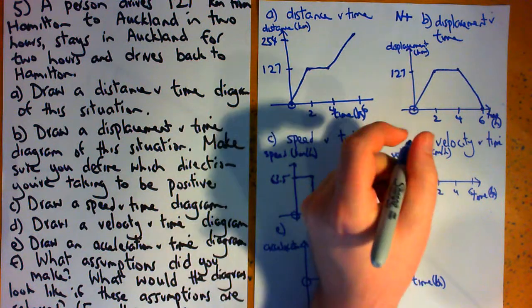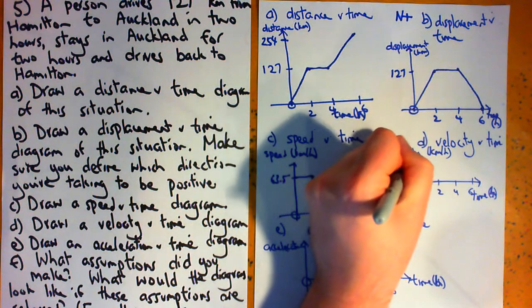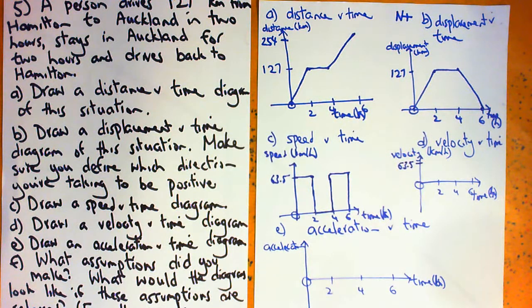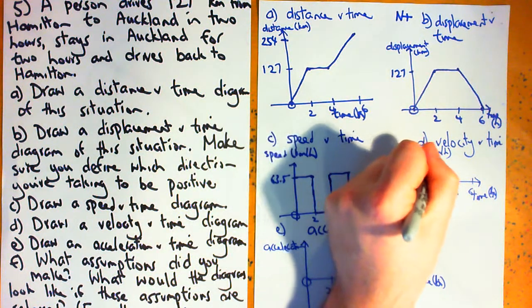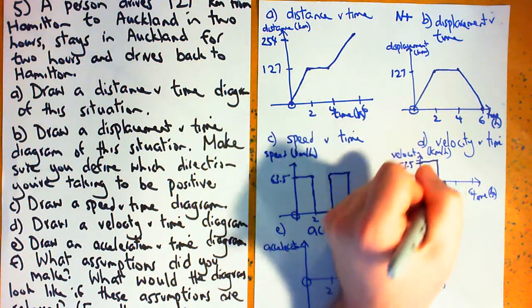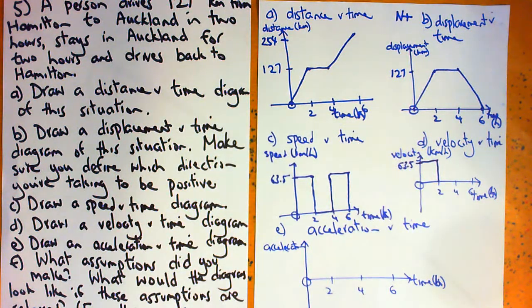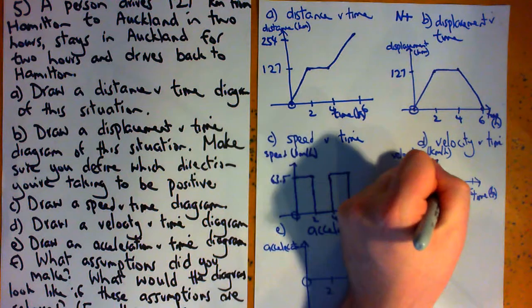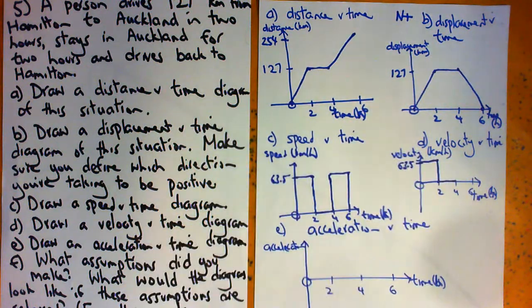So the trip from Hamilton to Auckland is going to be the same. They're travelling 63.5 kilometres per hour in the positive direction, in the direction from Hamilton to Auckland. So that will be a velocity of positive 63.5 during that time. And again, since they're staying in Auckland between the 2 and 4 hour mark, that's going to be a velocity of 0 during that period.